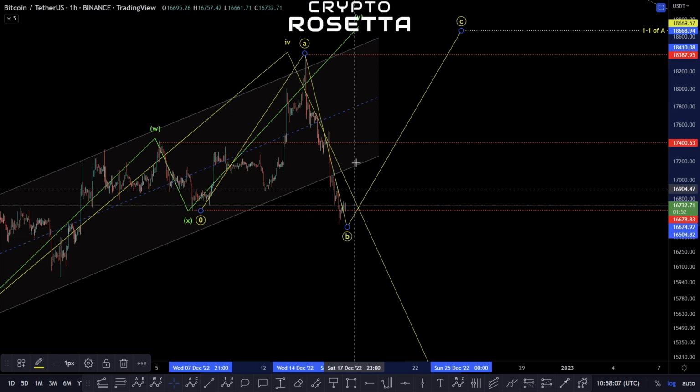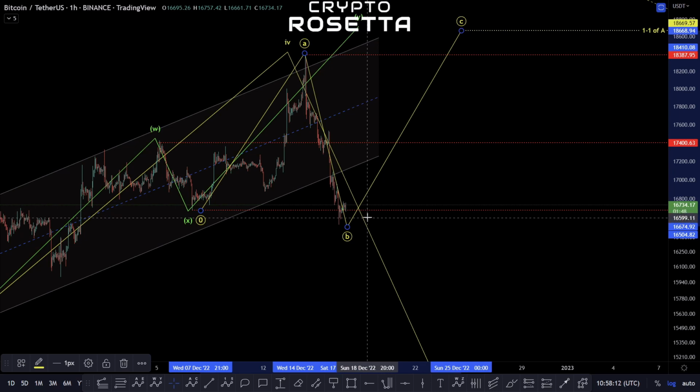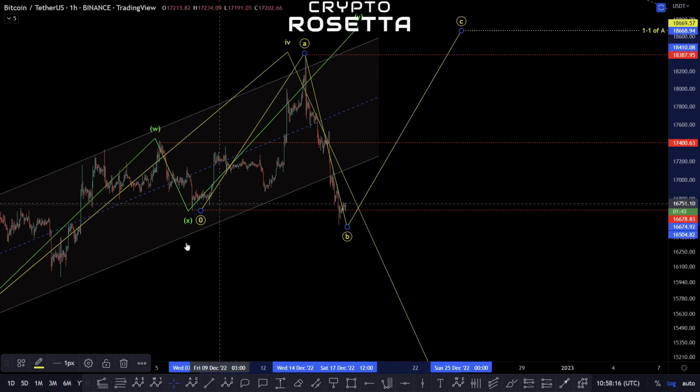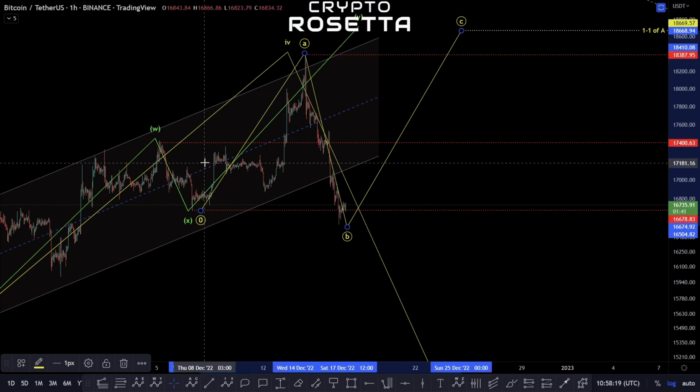If we do start to see a bigger 5-wave move to the upside develop here, we would have to just be aware that basically this could be the end of a correction in a flat, and we would have this as an A, B, and a C to the upside.